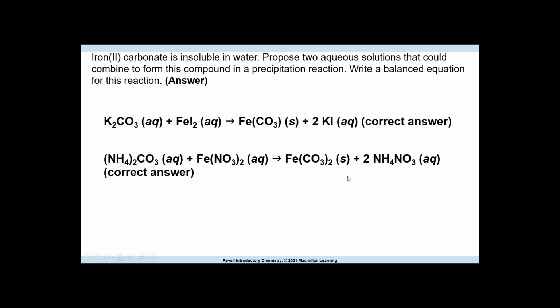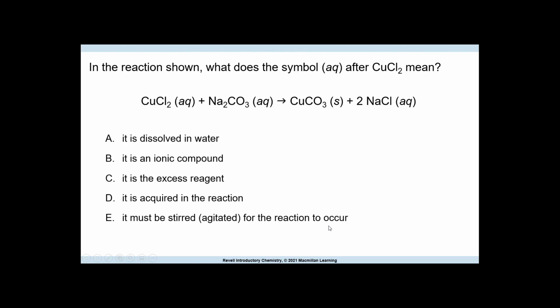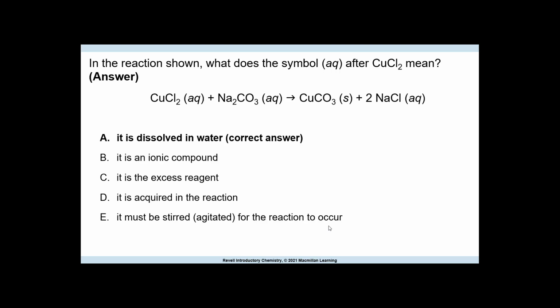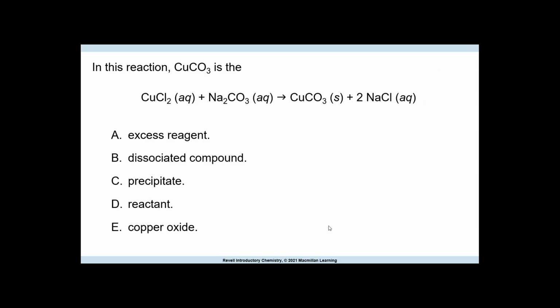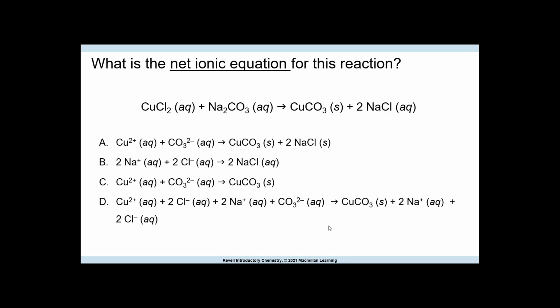So this is kind of giving you freedom, based on the solubility chart, of picking things, putting them together, creating the reaction, and knowing that this is going to create a solid and the other two are just going to swim in the solution. Okay, in this reaction, what does the symbol aqueous after copper(II) chloride mean? So AQ means aqueous. It means water. It's dissolved in water. So it's A. In this reaction, copper(II) carbonate is, if we look here, we can see it's an S. So it's the precipitate. What is the net ionic equation for this reaction?